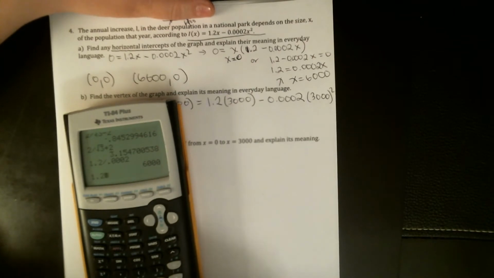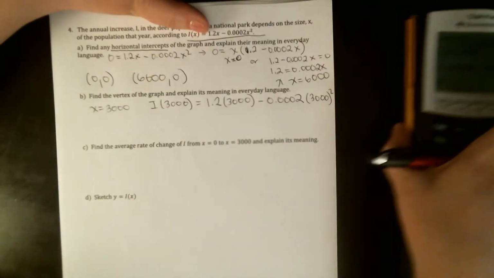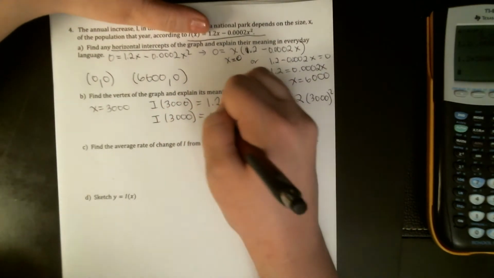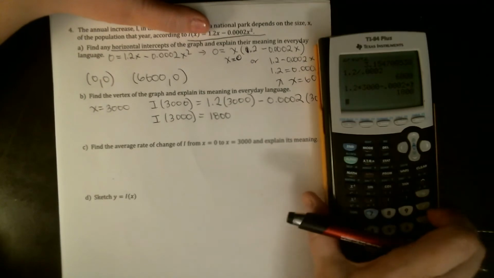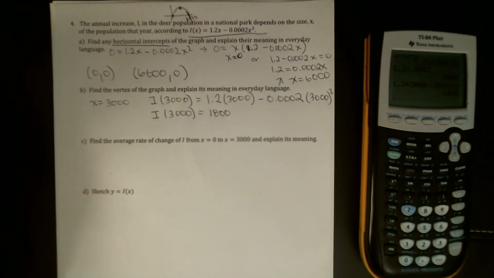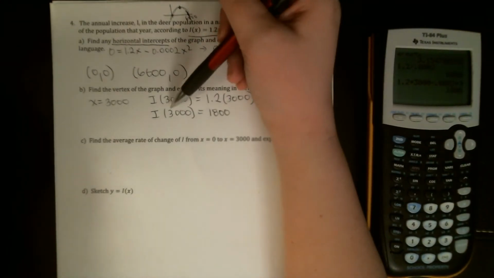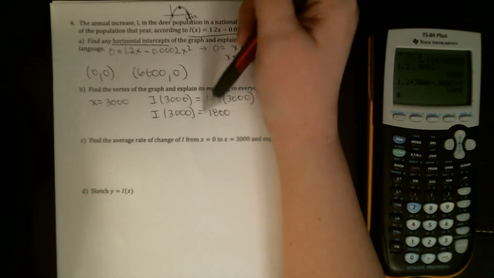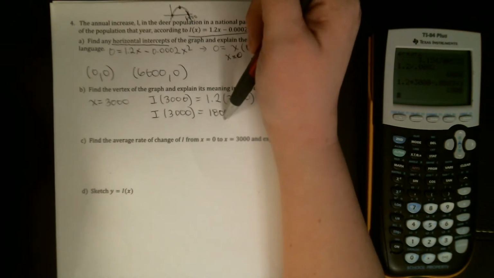Okay, so 1.2 times 3,000 minus 0.0002 times 3,000 squared. Okay, so we're getting I of 3,000 equals 1800. Okay. And then explain its meaning in everyday language. So this is saying if the deer population is 3,000, then we would expect the population to increase that year by 1,800.